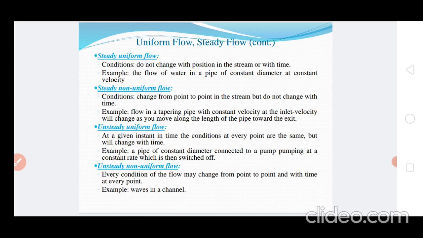Unsteady uniform flow. What is the definition of unsteady uniform flow and what is the definition of unsteady non-uniform flow? At a given instant in time, the conditions at every point are the same but will change with time. If we consider an example, a pipe of a constant diameter, that means throughout the sections of the pipe the diameter is constant, connected to a pump pumping at a constant rate which is then switched off.